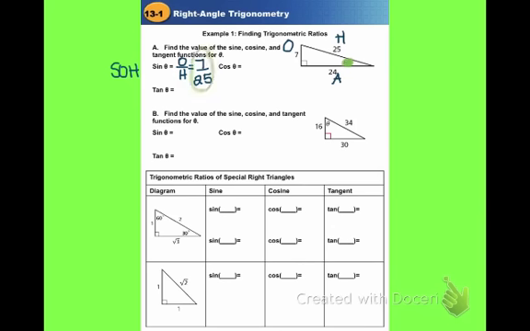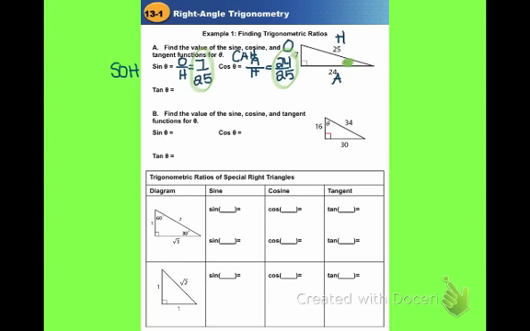Now the cosine ratio would be, we know that the cosine is the CAH, and that means the cosine is the ratio of the adjacent over the hypotenuse. And so again, in this triangle, it's going to be 24, which is the adjacent leg, over 25. And again, that can't be reduced, so we'll just leave it as 24/25.